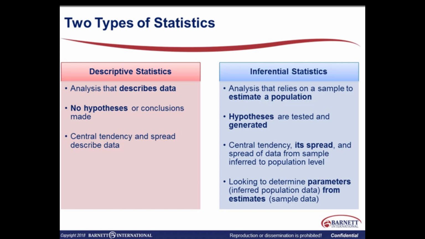And taking all that from the sample data that we have and trying to infer it up to the population level. And so the idea behind inferential statistics is that we're trying to determine what are called parameters. So the parameters are what describe the population as a whole, and we're determining these parameters from estimates, and those estimates come from our sample data.